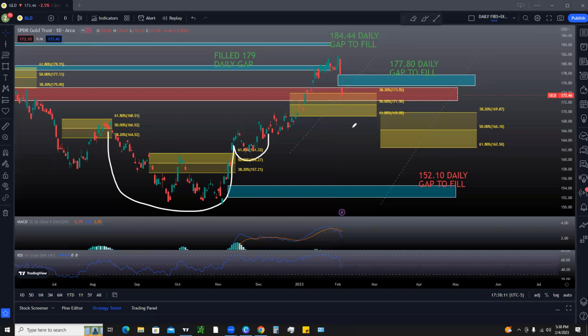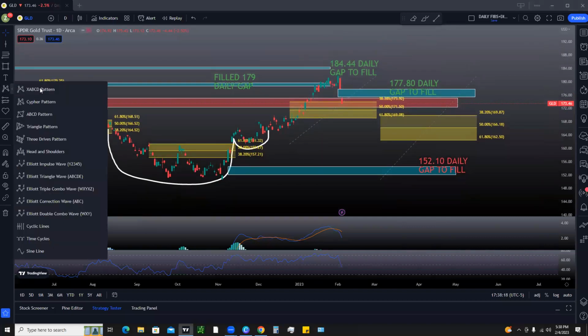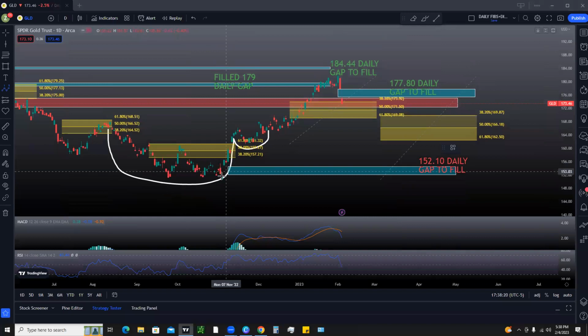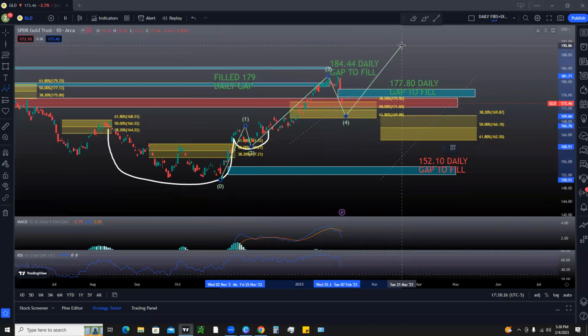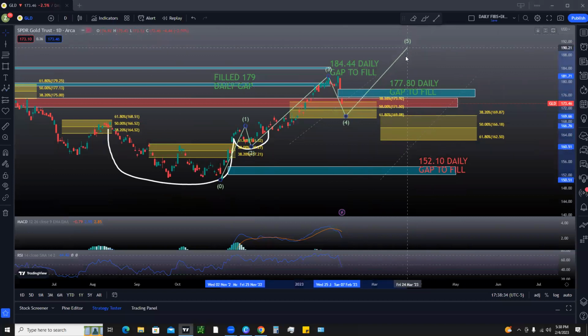If you take a look, what we're really going to be looking for is a 5-wave structure to the upside, a nice impulsive 5-wave structure. So that would look something like this, right? We have our 1, 2, 3, 4, and then 5 would take us up to anywhere between like 188 all the way up to like 195 on gold. Now, that's pretty extended. It may just come up to 188. We could rise up to 195. I don't know for sure.